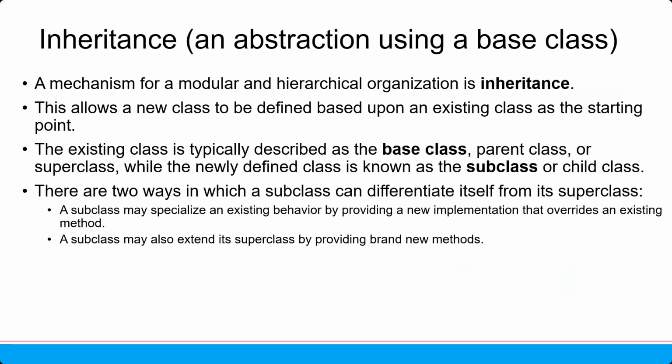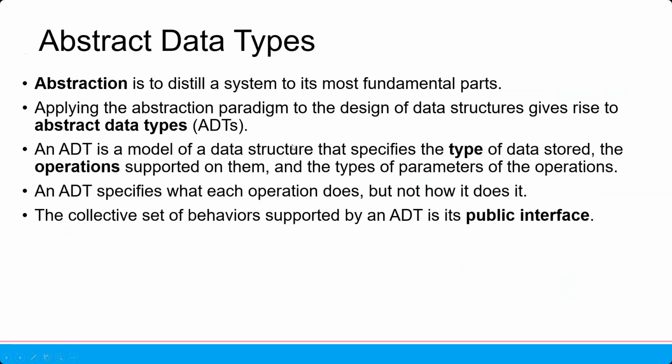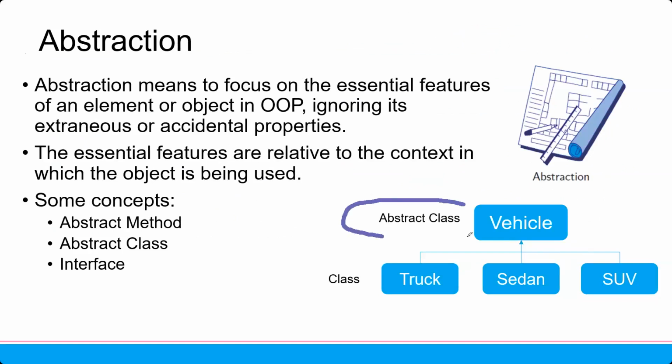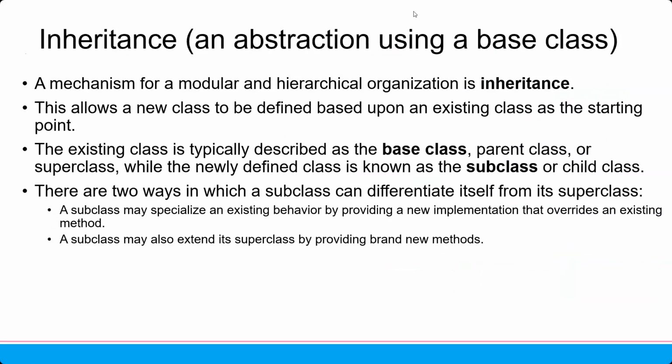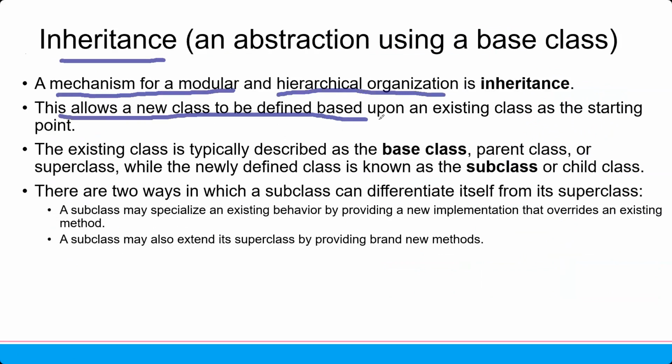When we deal with abstraction, actually there's also another concept, we call it inheritance. This is an abstraction using a base class. We can say the vehicle is a base class, or sometimes we call it the abstract class. Inheritance is a mechanism for modular and hierarchical organization. And this allows a new class to be defined based upon an existing class as the starting point.